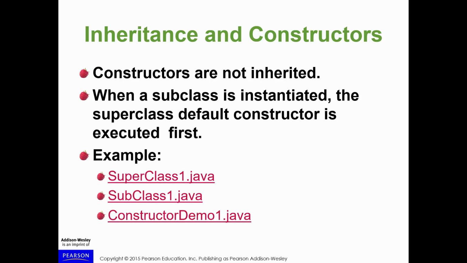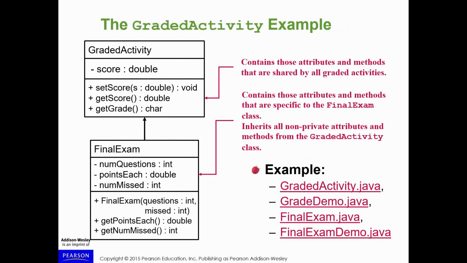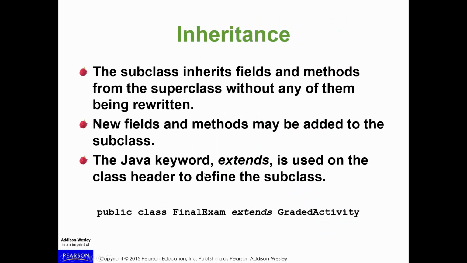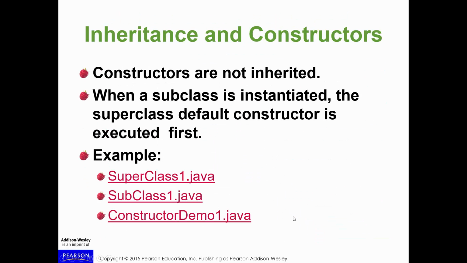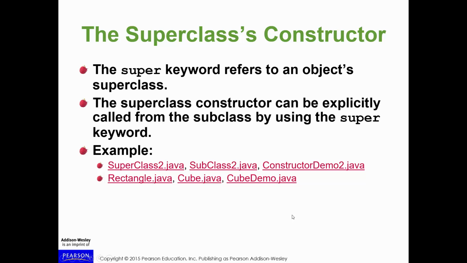When a subclass is instantiated, in the example here, when you create a new final exam, the first thing that constructor does is call the constructor of the parent, which is graded activity. And that's what the author is saying here. And the super keyword refers to an object's superclass.